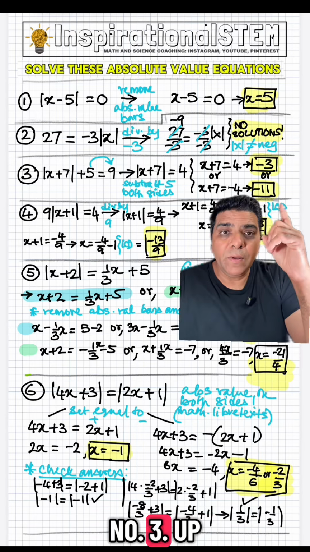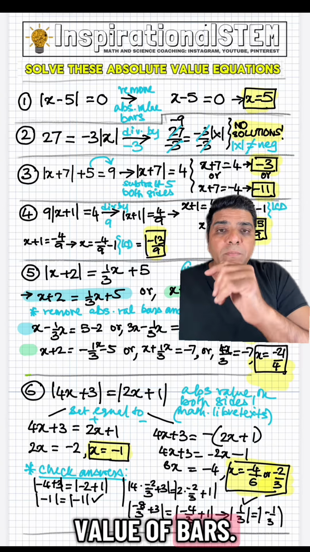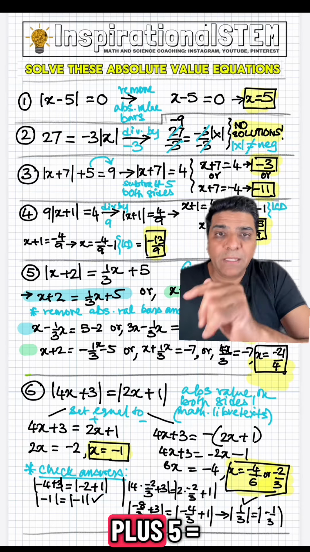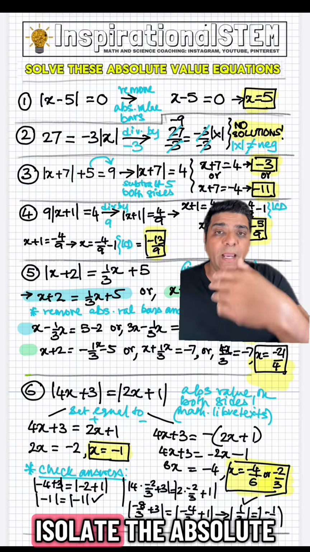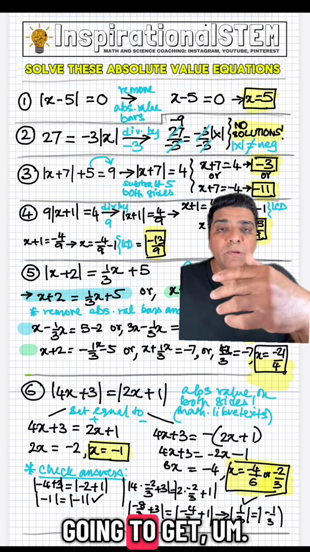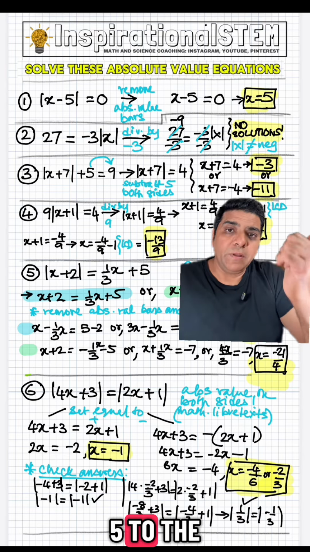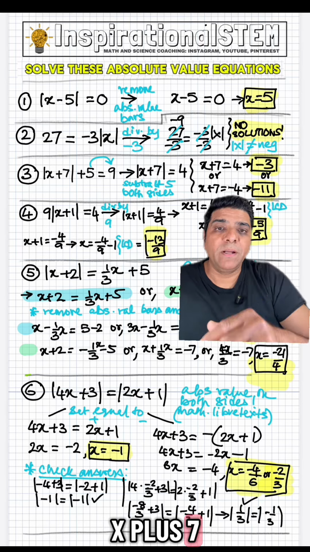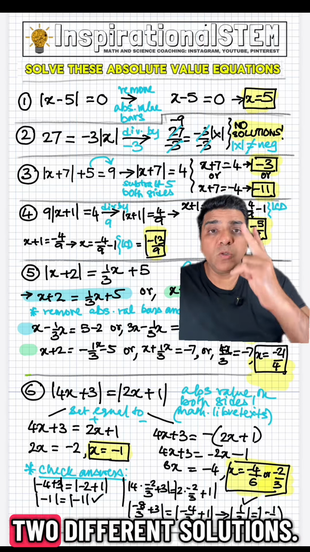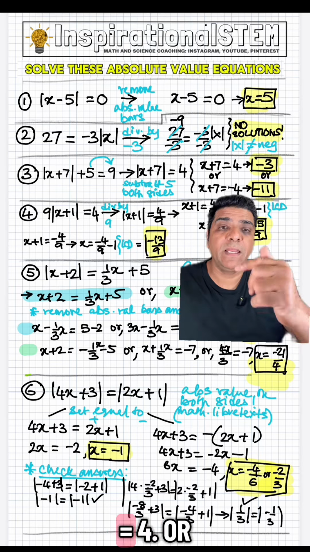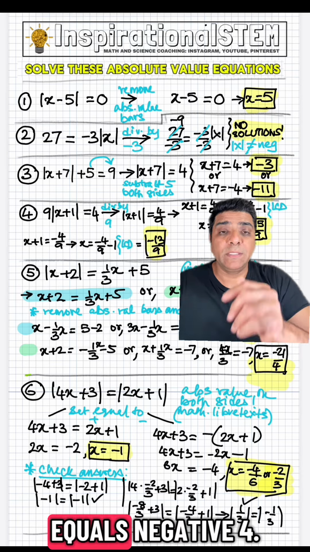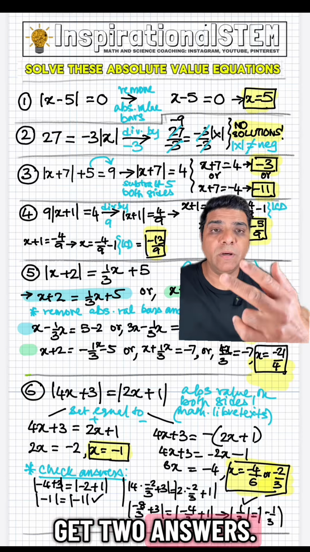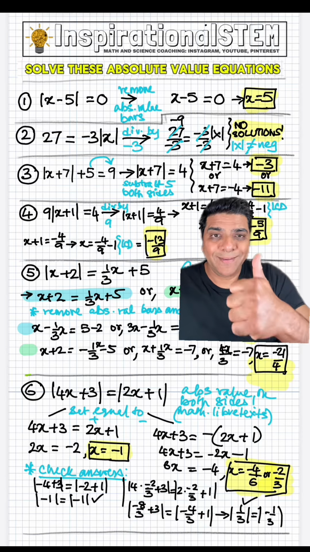Okay, great. Number 3 up here, we have |x + 7| + 5 = 9. So let's go ahead and isolate the absolute value bars. We bring the 5 to the other side, so |x + 7| = 4. Now we can write it as two different solutions: x + 7 = 4 or x + 7 = -4. When we solve those, we get two answers, -3 or -11. All right, that's number 3.